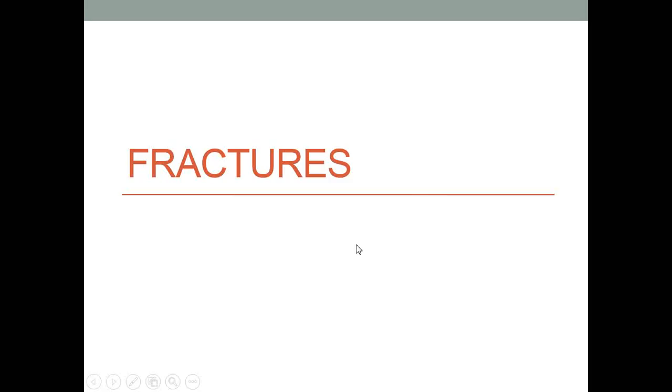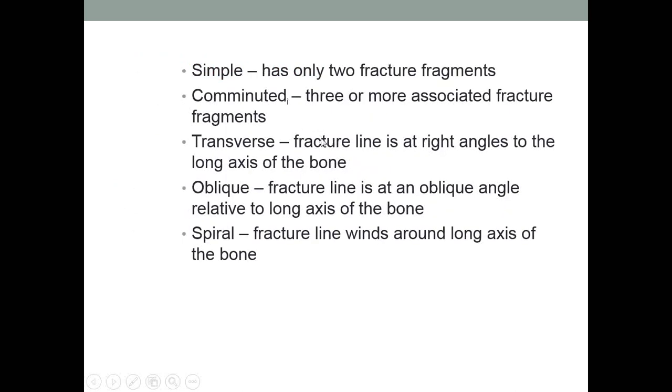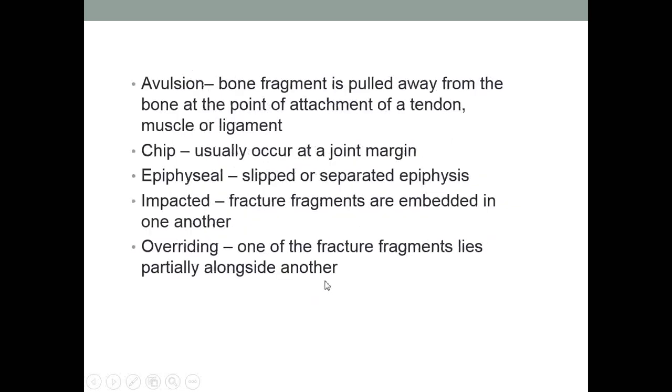Fractures, all kinds of fractures. Again, these are binary issues that have to be repaired. But you may see some complete versus incomplete closed fractures. You remember these from school. I don't need to go over these with you. Simple, only two fracture fragments. Comminuted means it's more shattered, multiple fractured segments. Transverse is a straight line across the long axis of the bone. Oblique is at an angle. The spiral tends to wind around the axis of the bone.